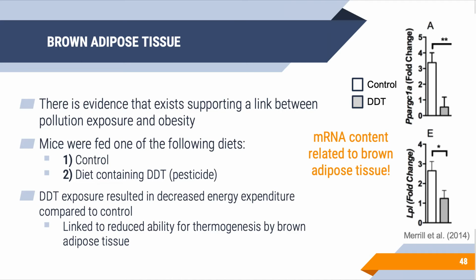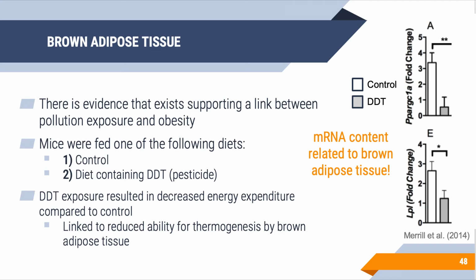Next, I want to talk about brown adipose tissue and how pollution might influence brown adipose tissue. So there's actually evidence that supports a link between exposure to pollution and obesity. What this study did to contribute to these findings was look at rodents that were fed a normal diet or a diet that was coated with DDT, which is a pesticide. And what they found was that the rodents exposed to DDT had significant reductions in energy expenditure compared to the control diet animals.